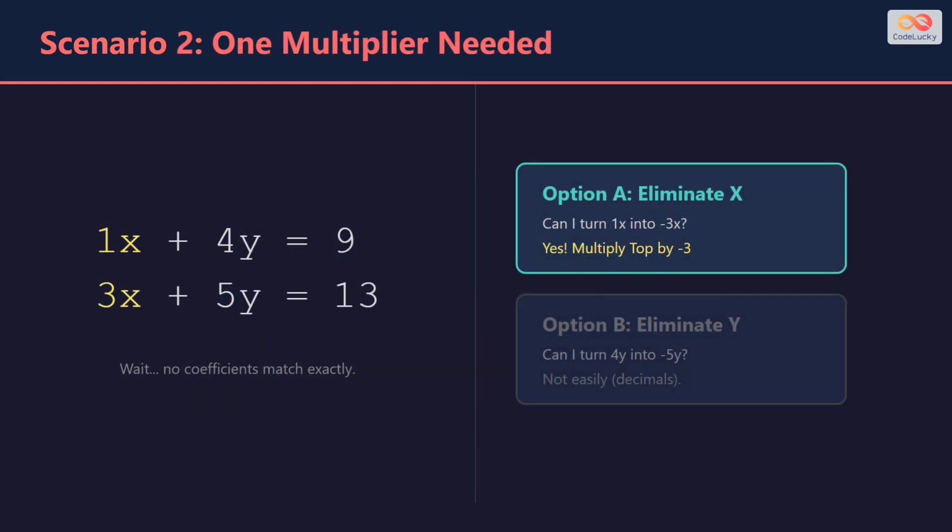Here is a slightly harder scenario. 1x and 4y in the top equation, 3x and 5y in the bottom. Nothing matches perfectly. But notice the x terms. We can easily turn a 1 into a -3 by multiplying. This is usually easier than trying to turn a 4 into a 5. So, our strategy here is to eliminate x because it only requires changing one equation.